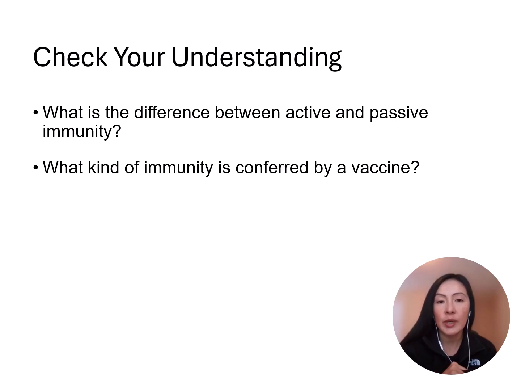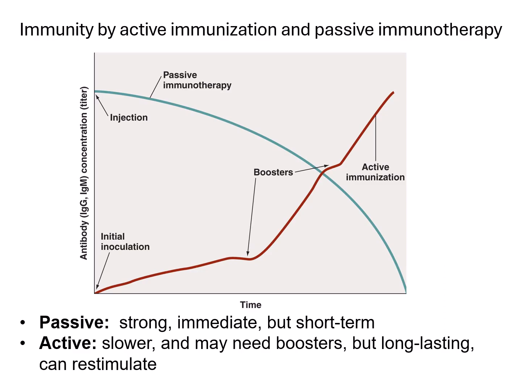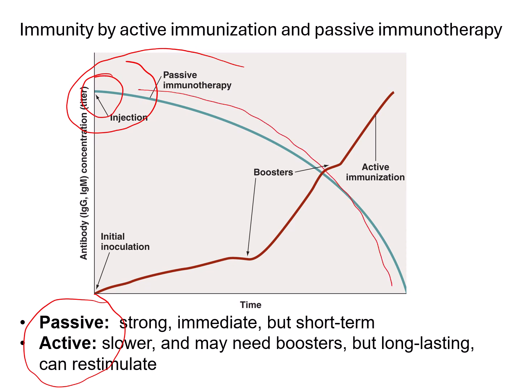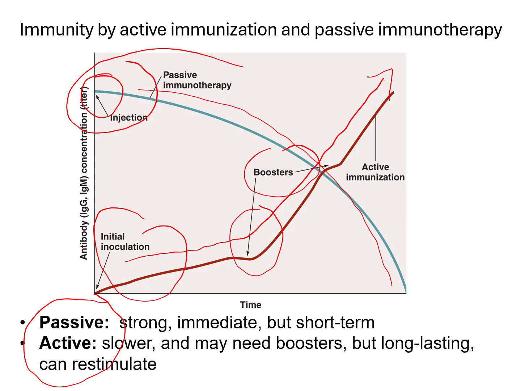For the second question, what kind of immunity is conferred by a vaccine? This is artificial active immunity. So a vaccine will stimulate the host's immune system to produce antibodies and memory cells without causing disease. Here we can see a graphic to summarize the two. Passive immunity spikes quickly, so it gives you immediate protection, but it fades fairly quickly as well. Whereas active immunity builds up more slowly, but lasts much longer and can be boosted through these boosters.